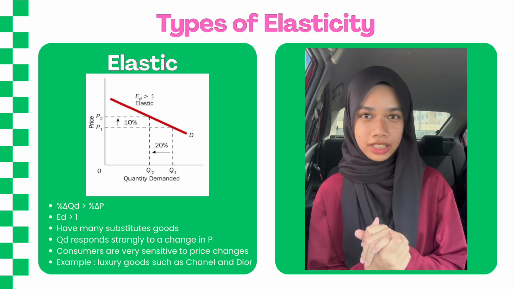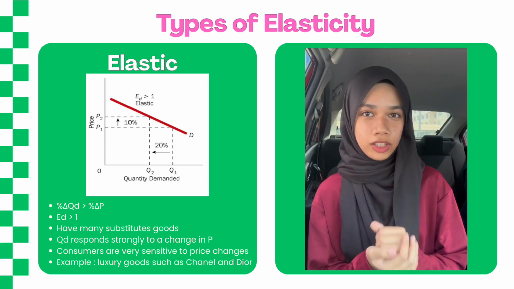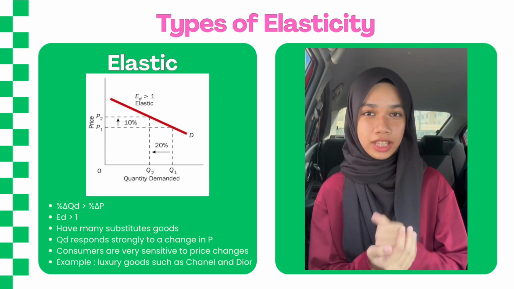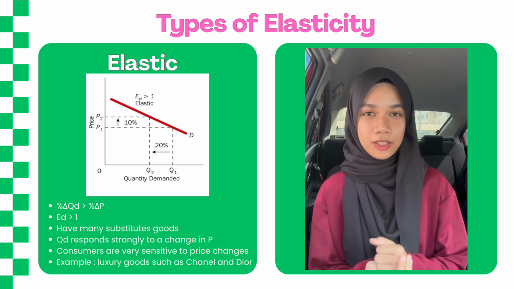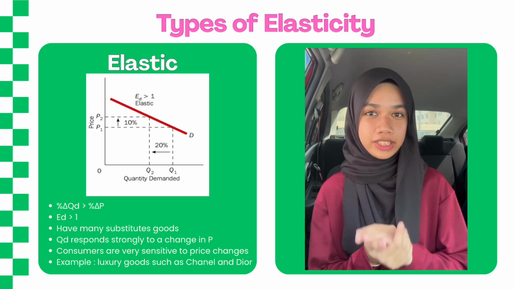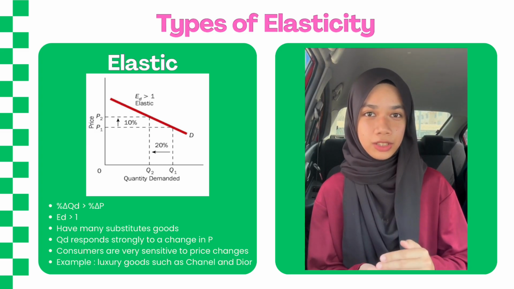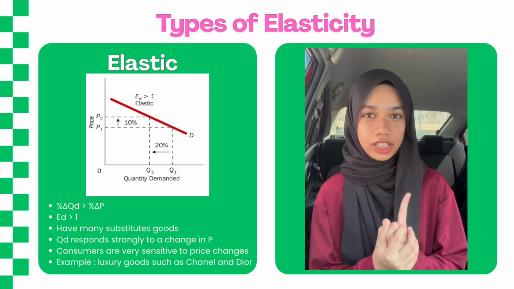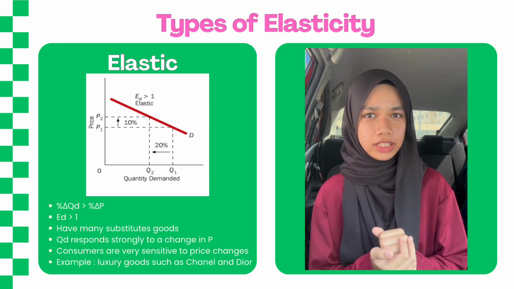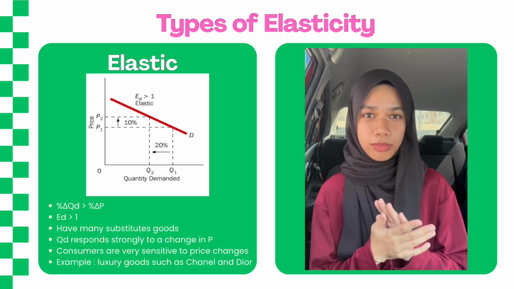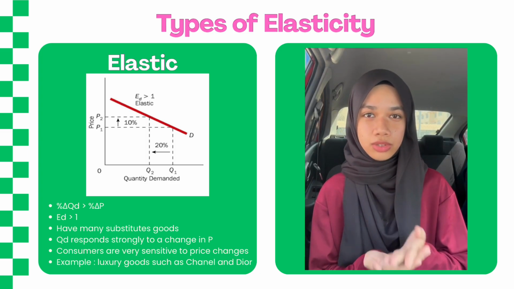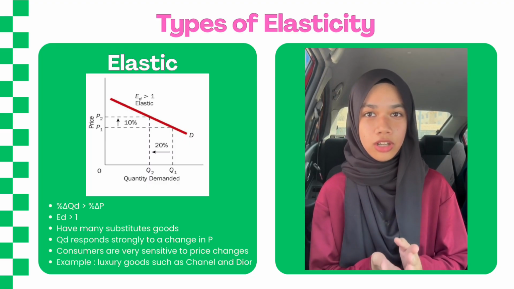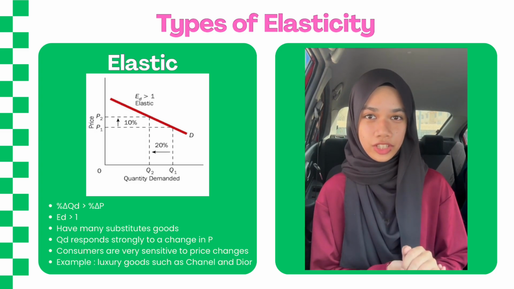First, let's look at elastic demand. Elastic demand occurs when the percentage change in quantity demanded is greater than the percentage change in price. Referring to the graph above, a 10% change in price leads to a larger change in quantity demanded, which is 20%. This means elasticity is greater than 1. Consumers are very sensitive to price change and demand responds strongly. For instance, goods with many substitutes like luxury brands such as Chanel or Dior usually fall into this category.